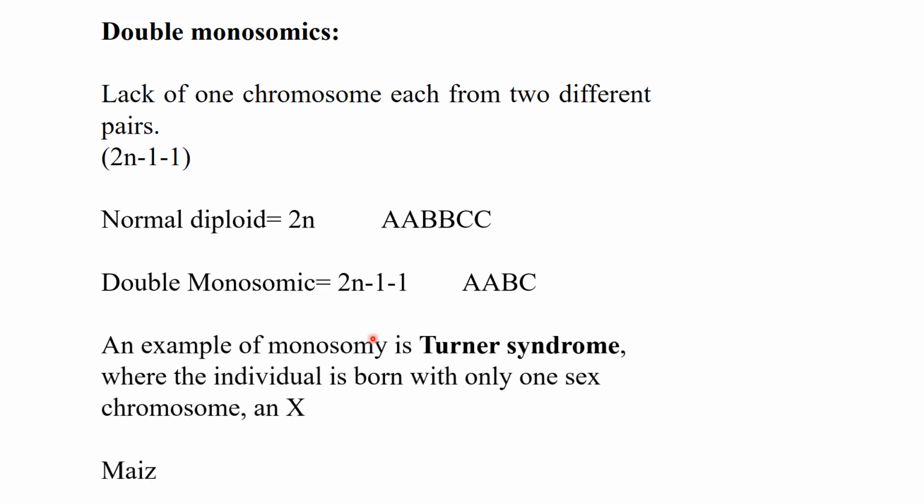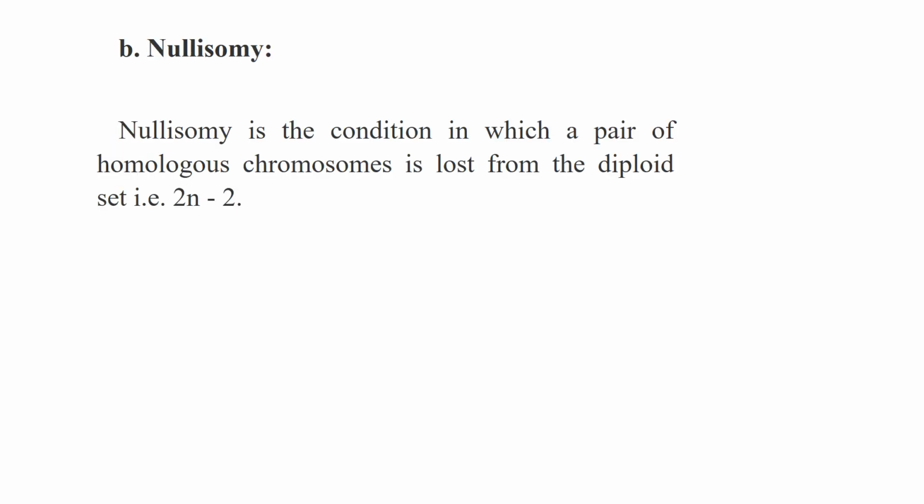An example of monosomy is Turner syndrome, where the individual is born with only one sex chromosome, that is XO. This is the single monosomic condition. Maize is also an example of the monosomic condition.